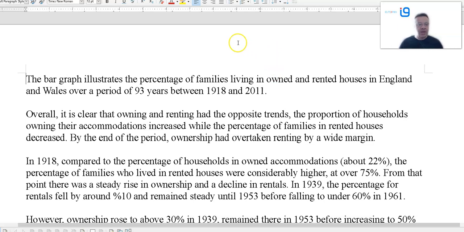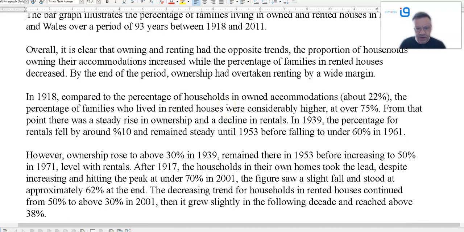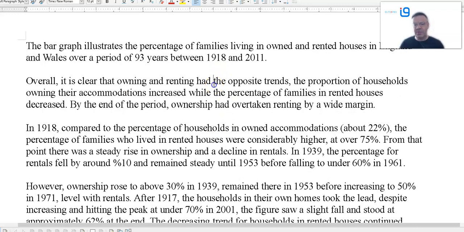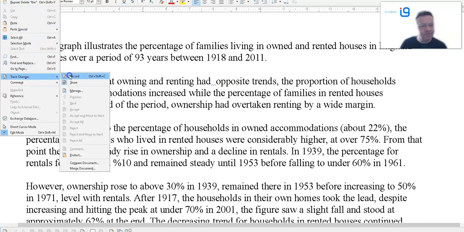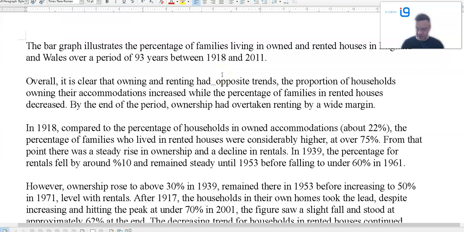So, a bar graph chart illustrates owned and rented houses. Well, it's not necessarily families living there, but you could put it in that way. 93 years. Okay, so that was good. Owning and renting had opposite trends. Oops, put the changes on while I remember. Had opposite trends.